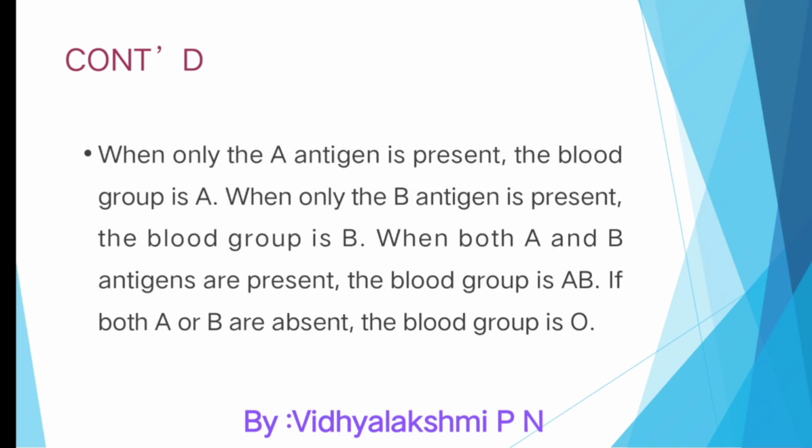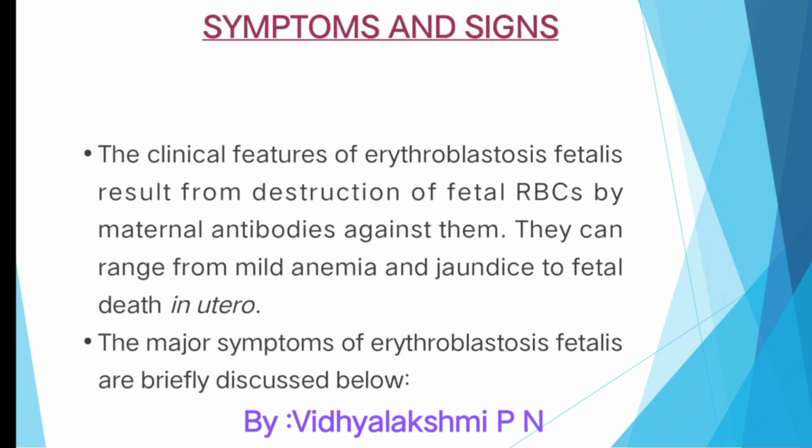When only A antigen is present, the blood group is A. When only B antigen is present, the blood group is B. When both A and B antigens are present, the blood group is AB. If both A and B are absent, it is said to be O.